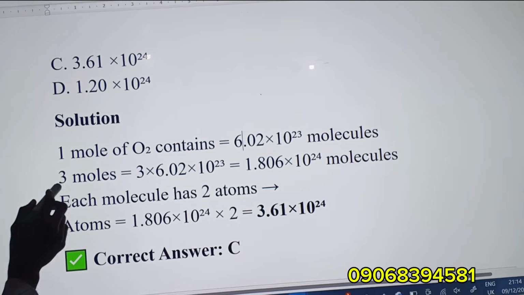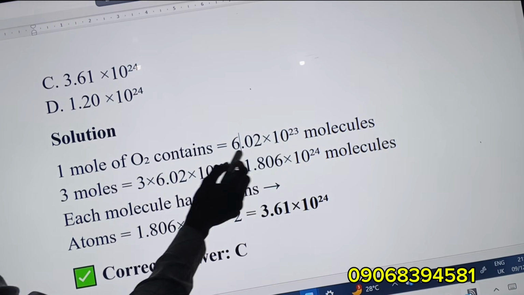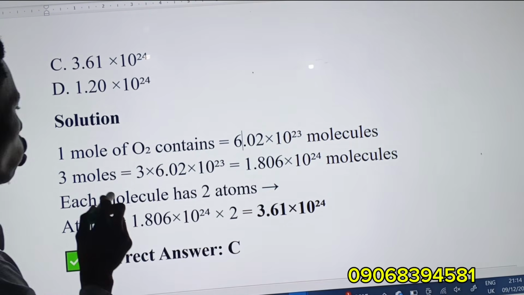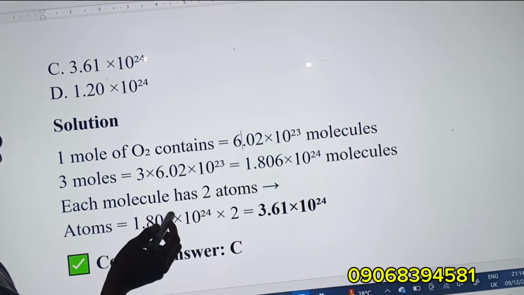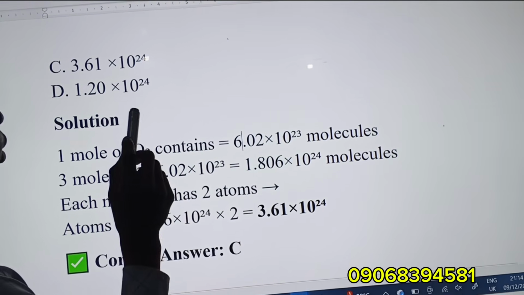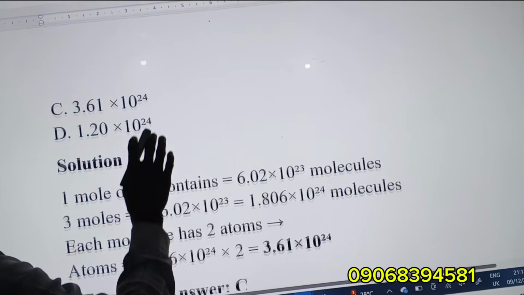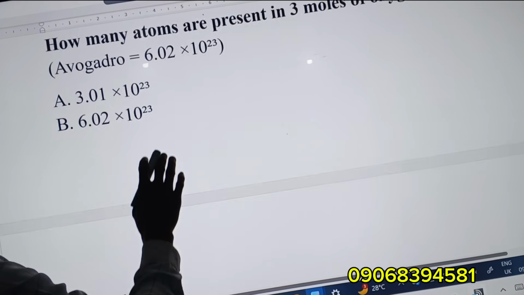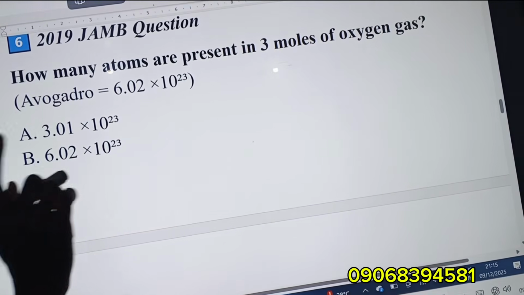Now, 3 moles, they're asking you 3 moles. If 1 mole contains this, 3 moles will be what? Just 3 times that number. So you'll be having 3 times the Avogadro's number. Let's come back to the question here. How many atoms? They didn't ask you how many molecules.